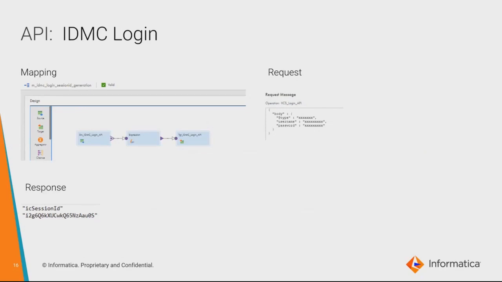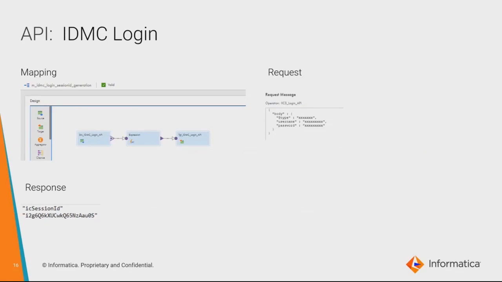So this mapping is used to call the IDMC Login API, and from its response, it captures the IC session ID. The IC session ID is used as an authentication to authenticate all the subsequent APIs that we will be calling. So this is the very first step that we do.